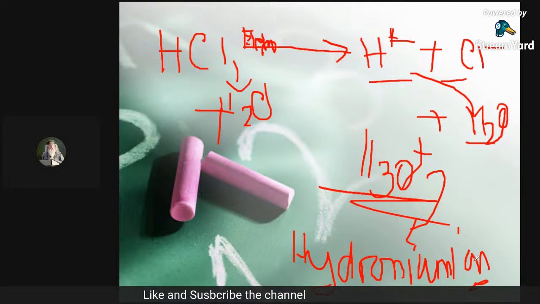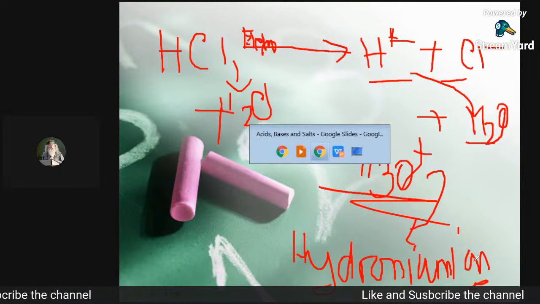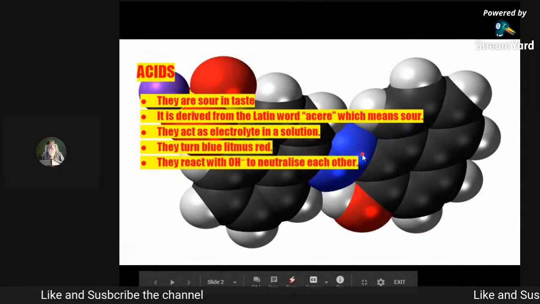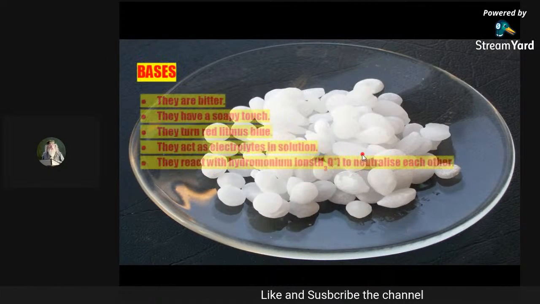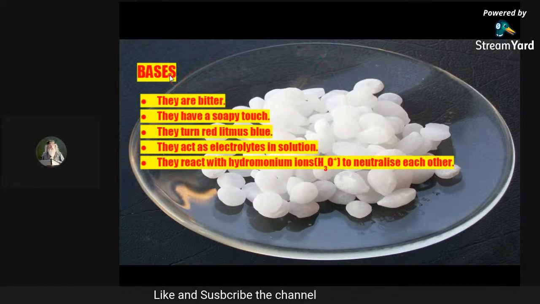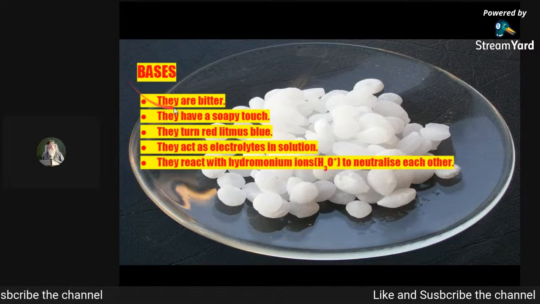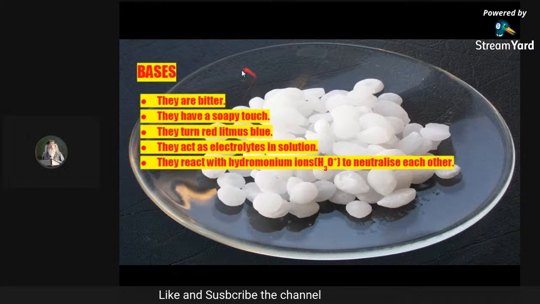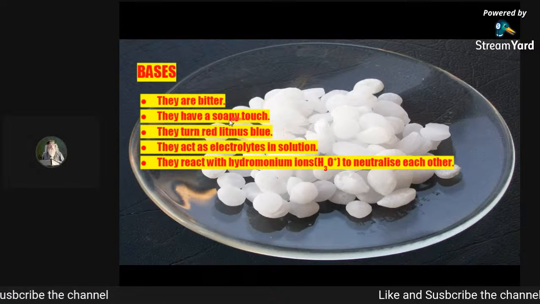Done with this? Okay, let us move on. What are bases? Bases are bitter. They have a soapy touch. They turn red litmus blue.